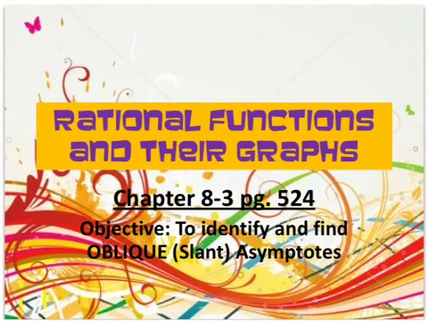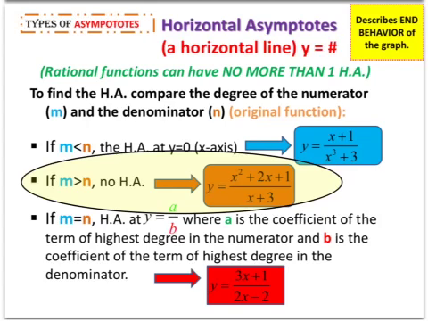Now we're going to look at another type of asymptote called an oblique or slant asymptote. We've looked at the three different cases for finding the horizontal asymptote. When the degree of the numerator is larger, we state that there is no horizontal asymptote. Now this is true, but there exists a different type of asymptote for this function.